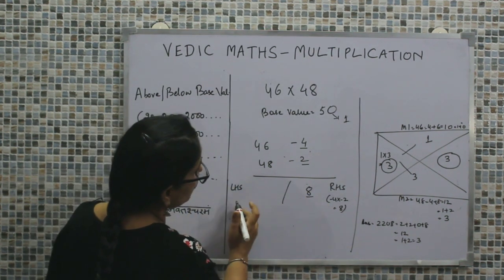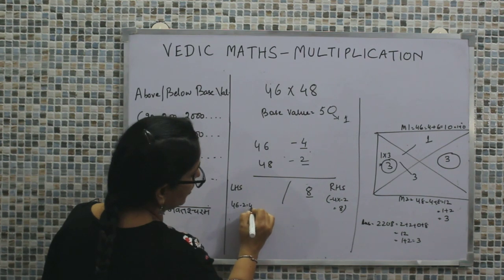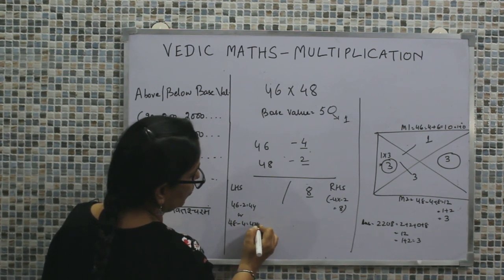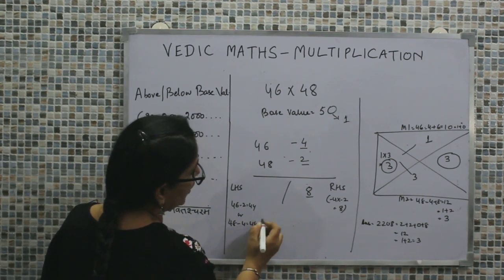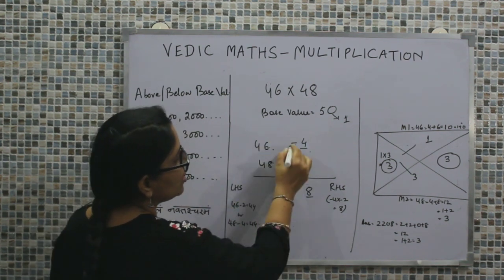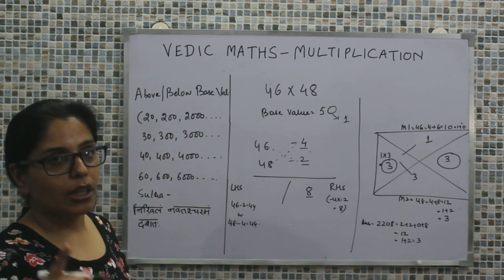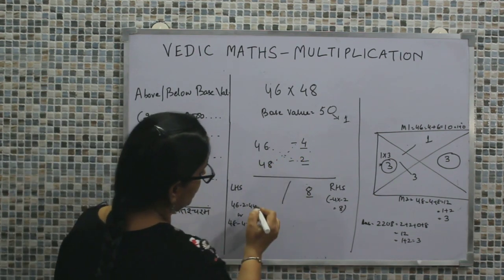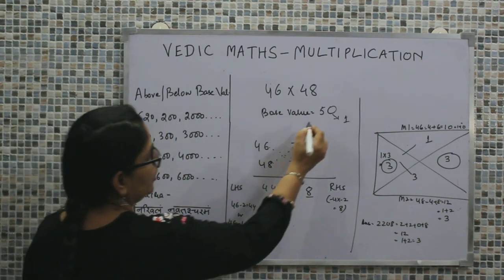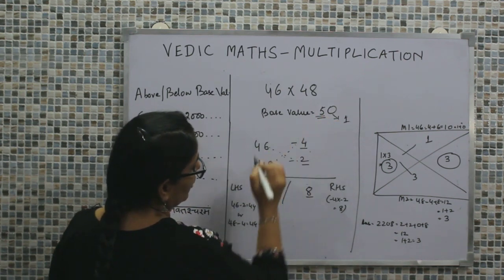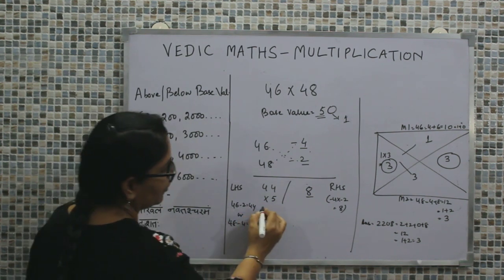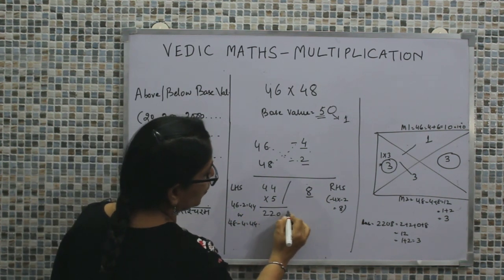And the LHS would be 46 minus 2, that is 44, or 48 minus 4, that is 44. So how have we obtained it? By diagonal addition or subtraction. Here we need to do subtraction because both the digits have a negative sign attached to them. So it comes out to be 44. Now here we'll define the base value as 5. So what we do is that we multiply it by 5. So that will be 220.